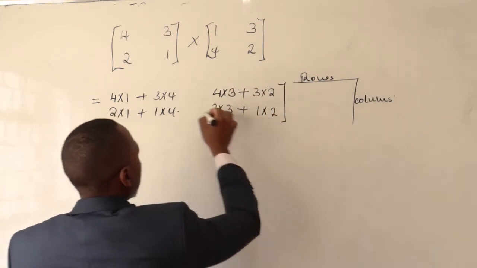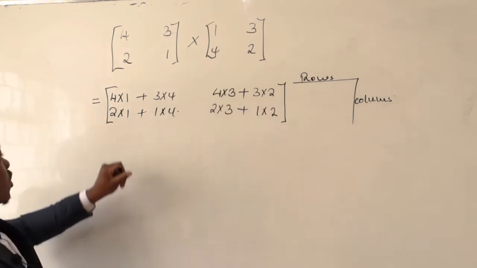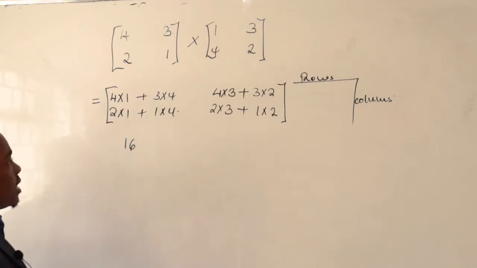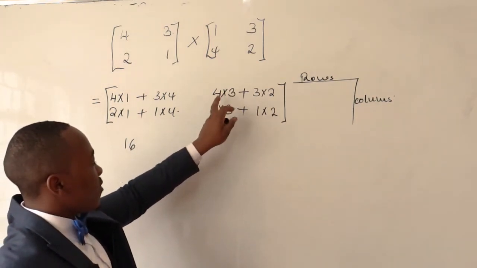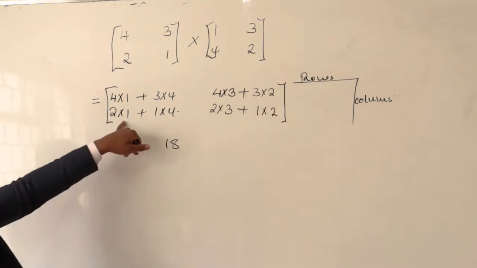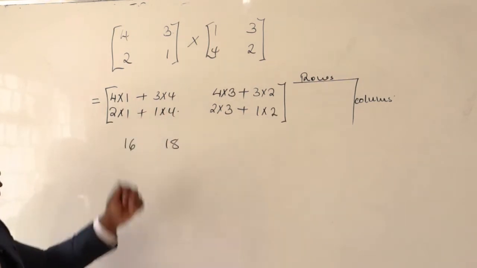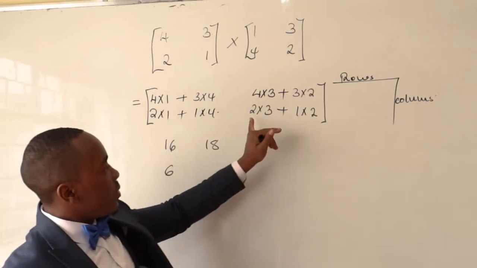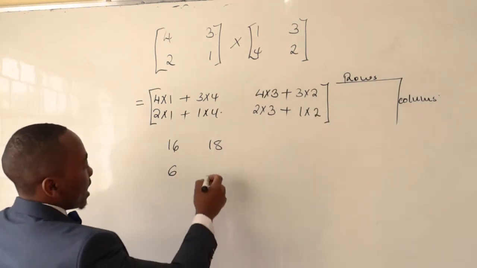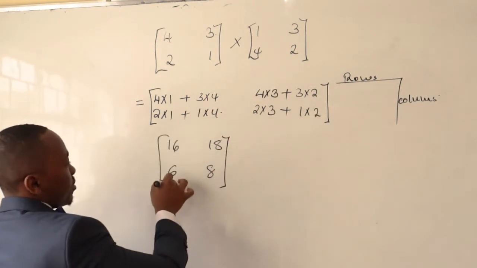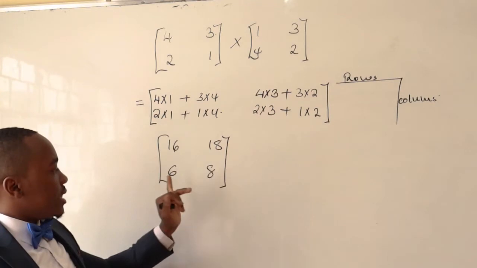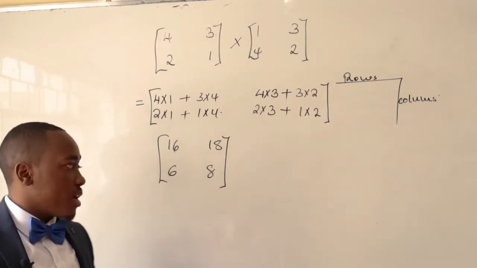So now we simplify that. 4 you add 12, you'll get 16. Then we have 4 times 3 is 12, plus 6, that one you get 18. 2 times 1 is 2, plus 1 times 4 is 4, so it's 4 plus 2, you get 6. And then here we have 2 times 3, which is 6, you add 1 times 2, which is 2. So 6 you add 2, you'll get 8. As simple as that. So if you multiply this matrix and that one, the product should be 16, 18, 6, and 8. So now let's do another illustration.